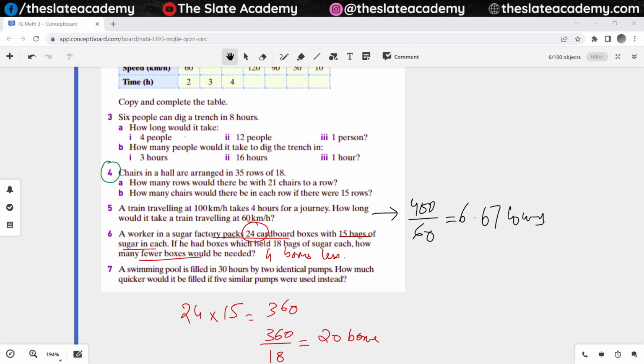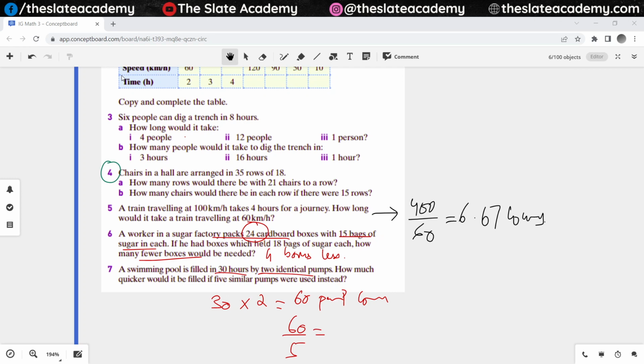Okay, quickly the last question for today's class. A swimming pool is filled in 30 hours by 2 pumps. So 30 into 2 is 60. For 60 hours, a pump has to run. 60 pump hours. Now, since we have 5 pumps, 60 by 5 would be 12 hours.